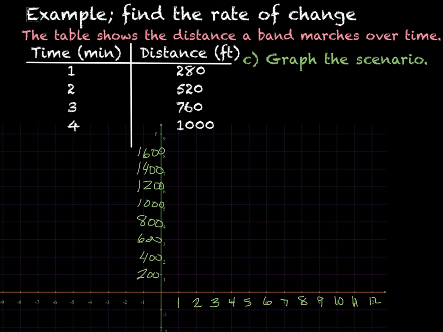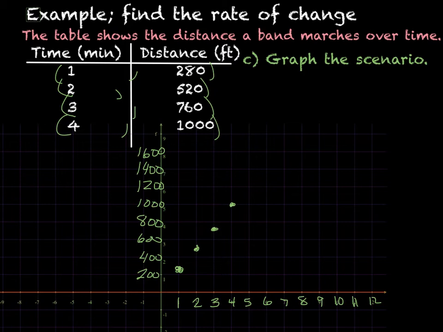So now I want to graph this. So graphing, it's just like I'm going to be graphing the points. So I have the point 1, 280. So 1, 200, somewhere about there. Not exact, but it's close. It's in between 200 and 400. And then 2, 520. So 2 up to 520, so it's somewhere about there, in between 400 and 600. And then we have 3, 760, so 3, and then 760, about there. And 4, 1,000, so 4, 1,000.